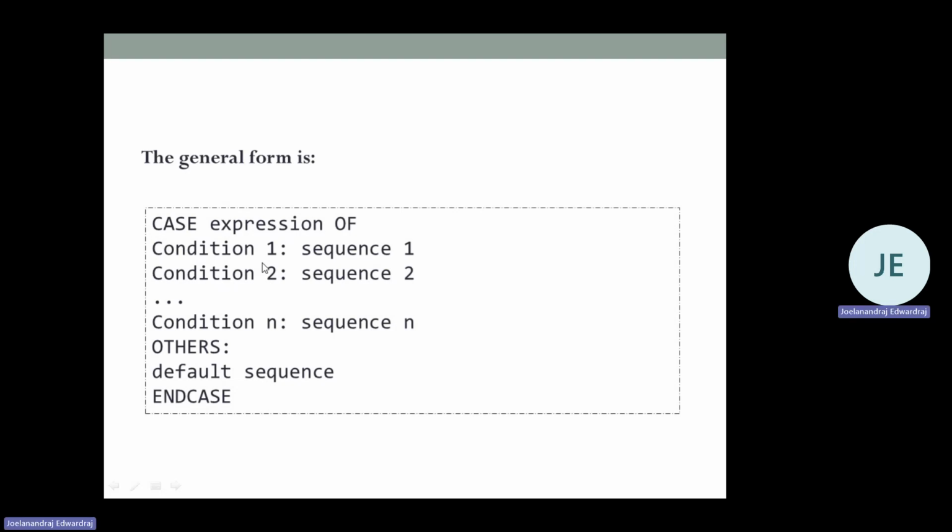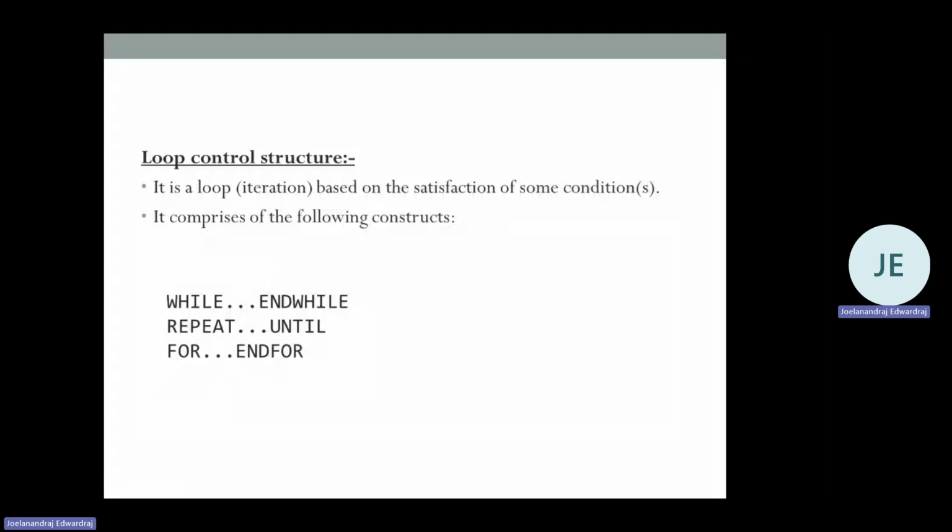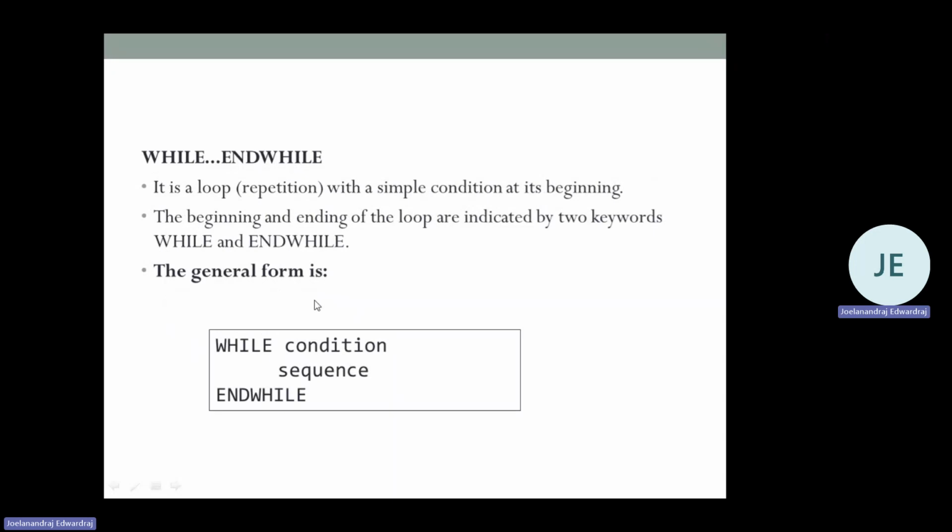Next is loop control structure. So loop is used to execute a set of statements repeatedly. We can use 3 kinds of loop in pseudocode: while, end while; repeat, until; and for, end for. So while is an entry check loop. Depending upon the condition, it will execute a sequence of statements. Here it will use while and end while. Once you write the sequence, we have to end the while by using the end while keyword.